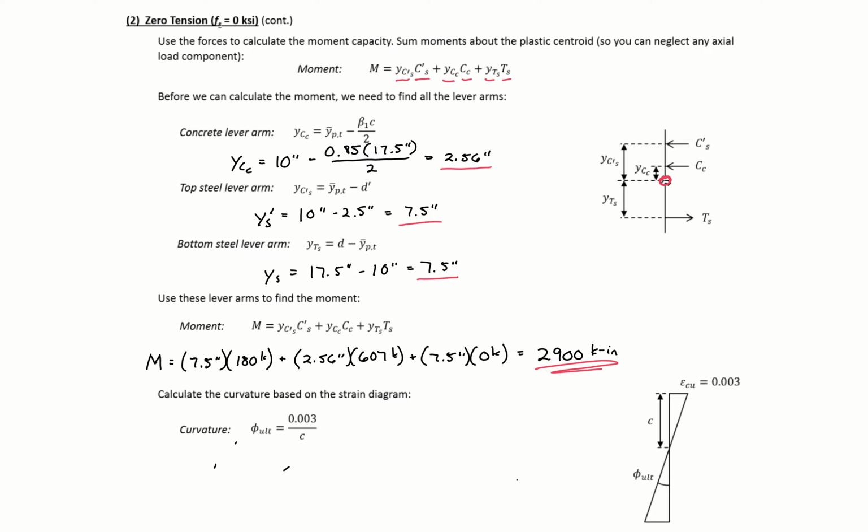We can also find our ultimate curvature, which will just be 0.003 divided by c, 17.5. So 0.003 is the strain in our extreme compression fiber, c is the depth to our neutral axis, and our curvature, assuming small angles, just opposite over adjacent, is going to be equal to 1.71 times 10 to the negative fourth radians per inch. So this will be our curvature at this point.